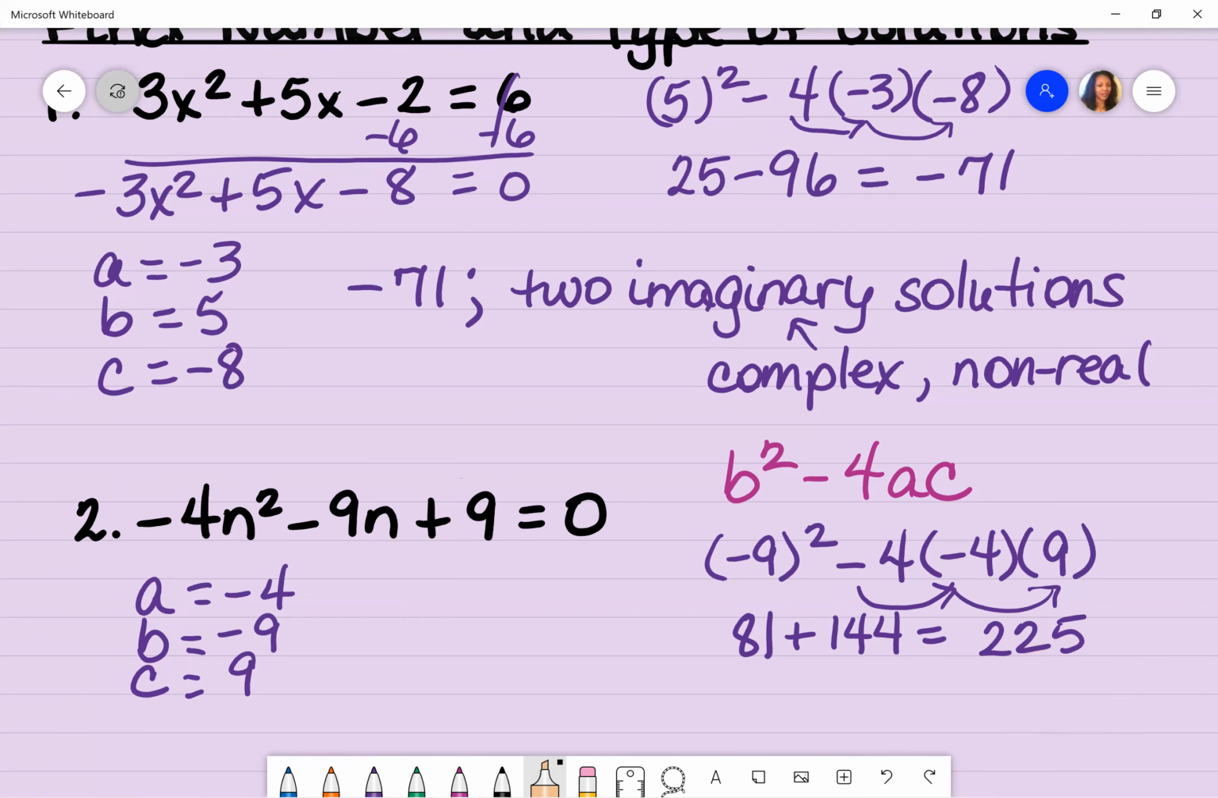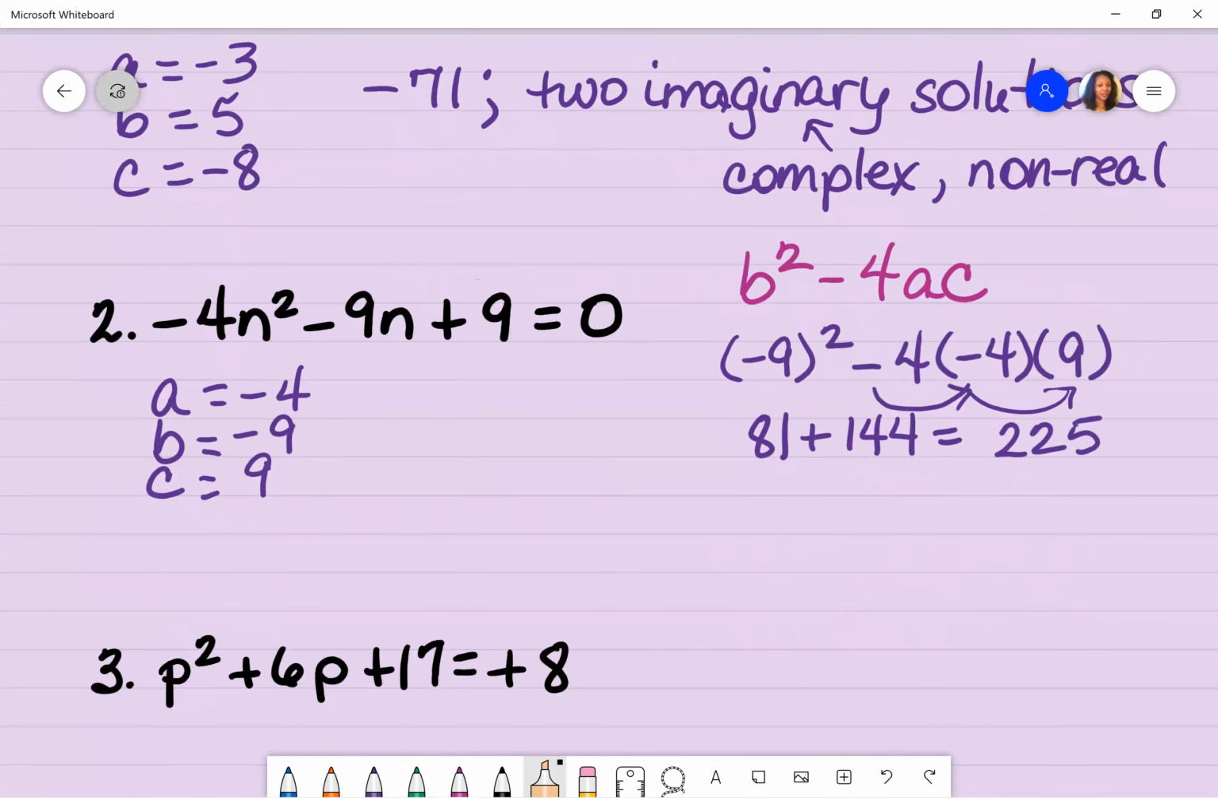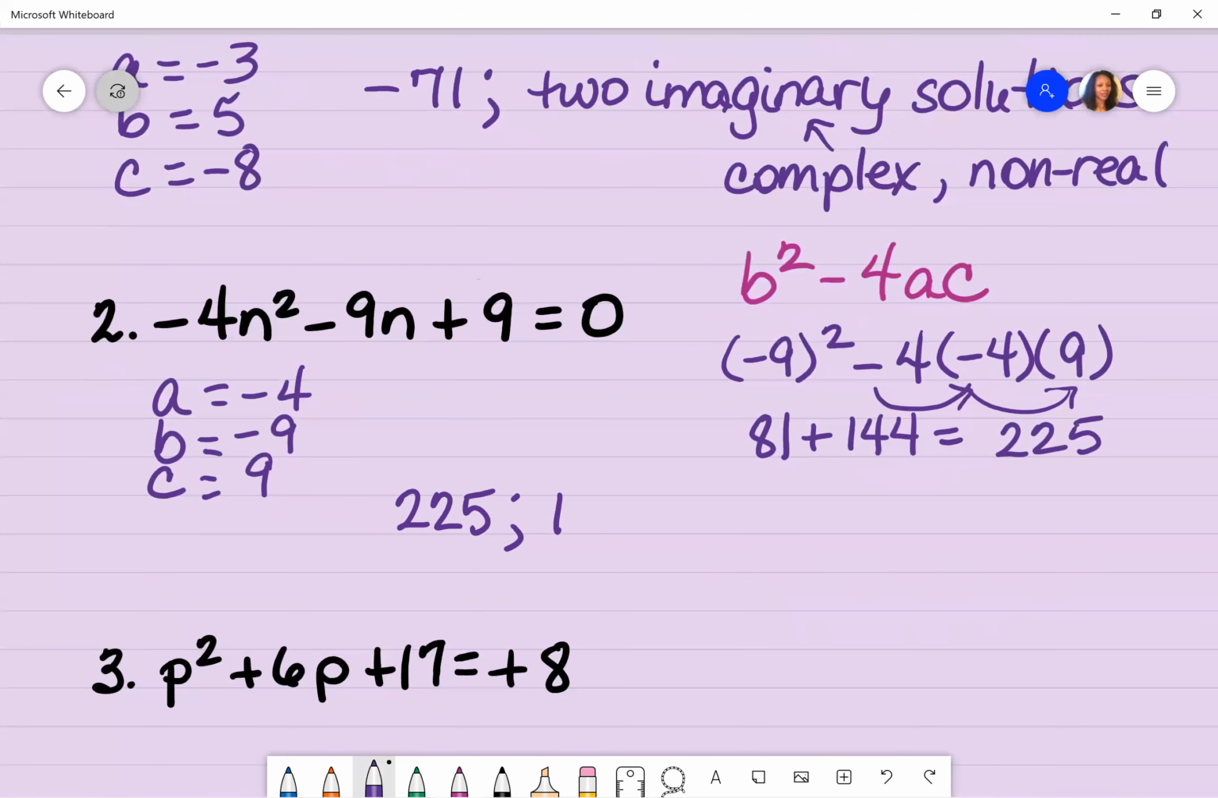So when I am asked for the number and type, if my discriminant is greater than 0, meaning it is positive, then I'm going to have 2 real solutions this time. There will not be any i's in my answer. I'm going to have 2 real solutions.